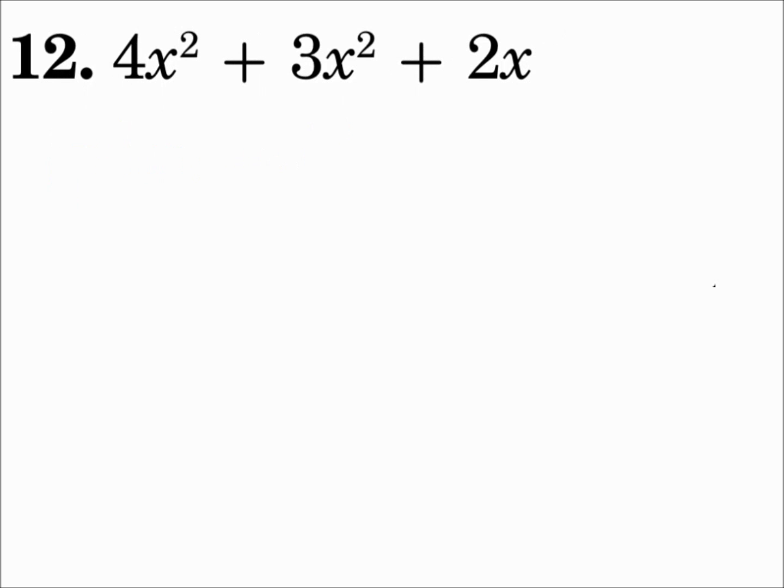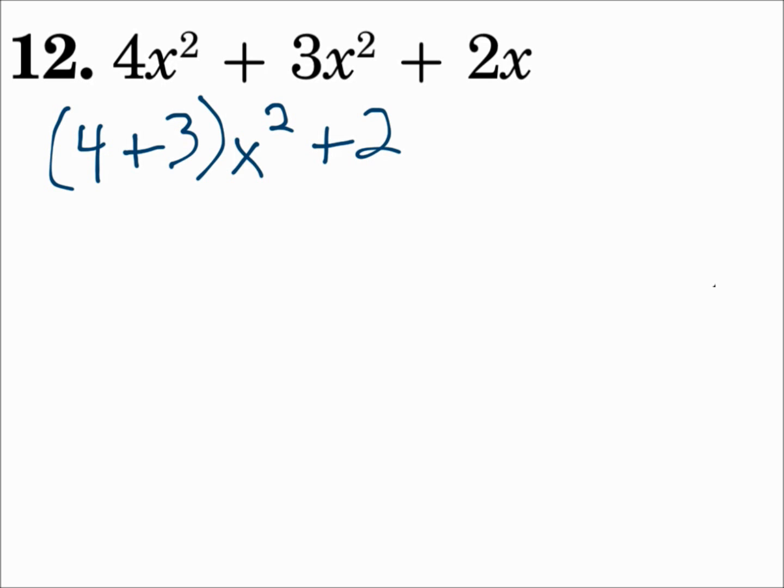Number 12 has x squareds and x's. You can combine the x squareds together. You have 4 plus 3 of them, which is 7x squared, plus 2x. Remember, x squareds and x's cannot combine because the exponents have to be the same.